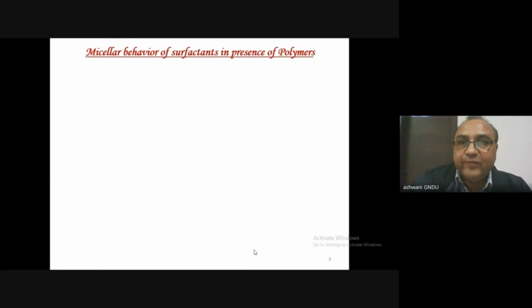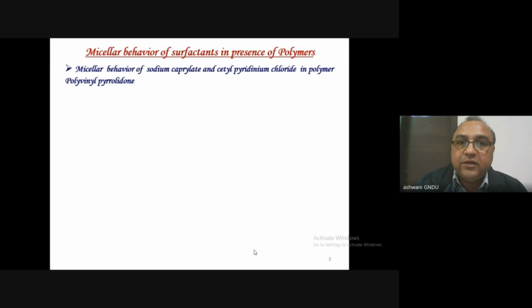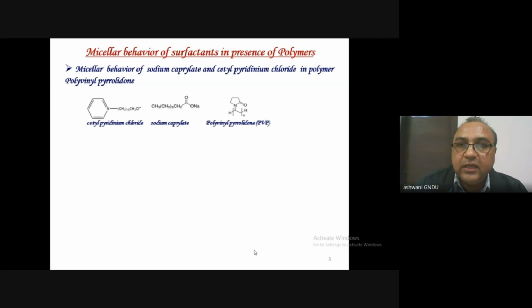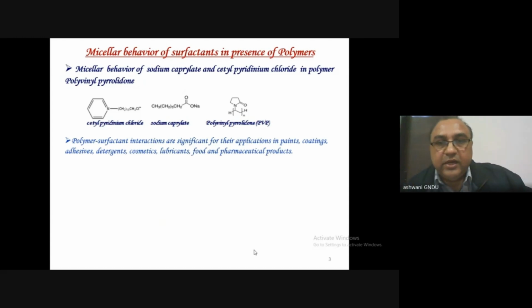Now, micellar behavior of surfactants in the presence of a polymer. The first part is how surfactants form micelles in the presence of a polymer. For example, I have taken two surfactants, sodium caprylate and cetylpyridinium chloride. The first one is an anionic surfactant, the other a cationic surfactant, and these are their structures. Along with the polymer polyvinylpyrrolidone, a non-ionic polymer. These are their structures. These interactions between polymer and surfactant are significant for industrial applications like paints, coatings, adhesives, detergents, cosmetics, foods, and pharmaceuticals.